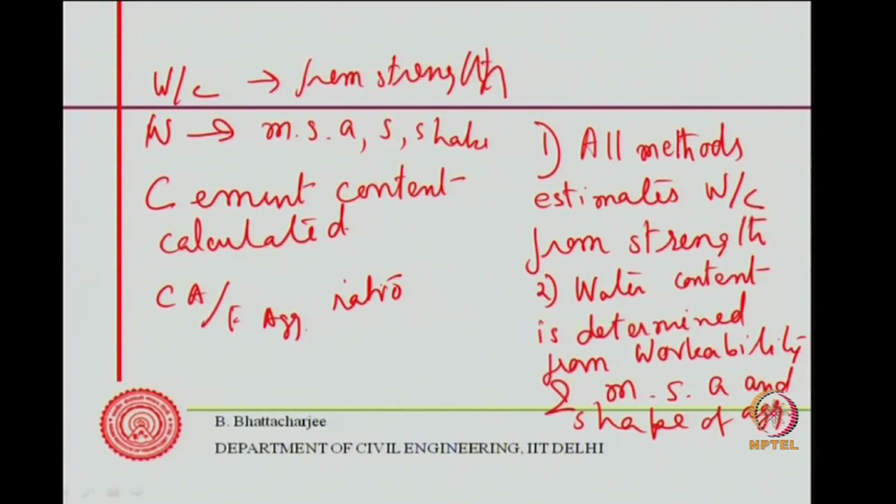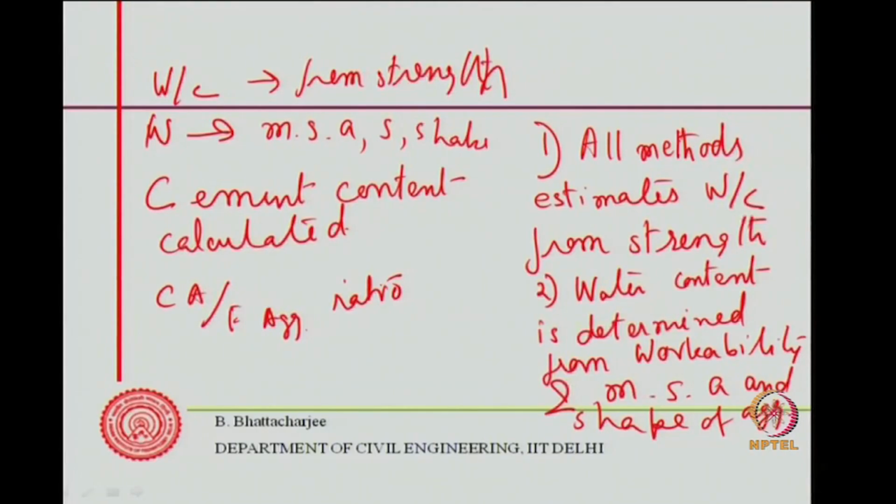So, once these two are known, cement content is calculated, and up to this all the three methods we discussed are by and large the same in some form or other. Now, once you know the water content and water cement ratio, you can calculate out cement content.